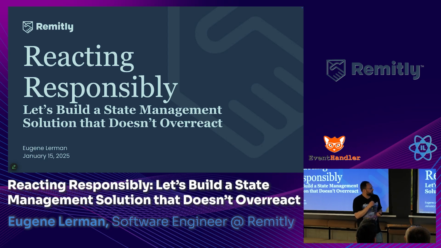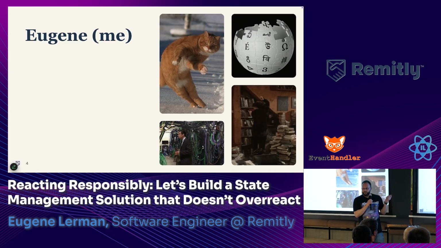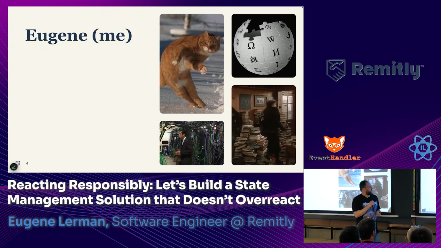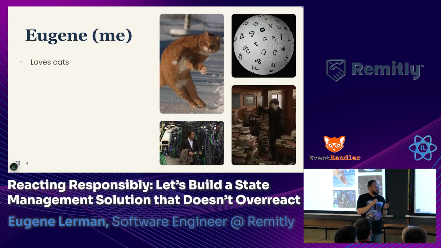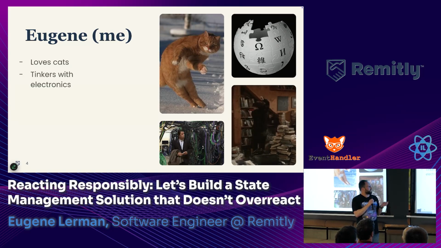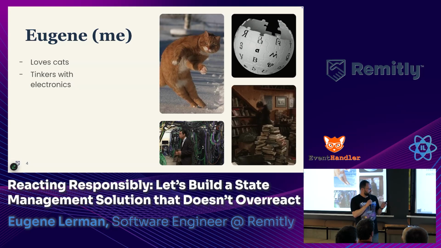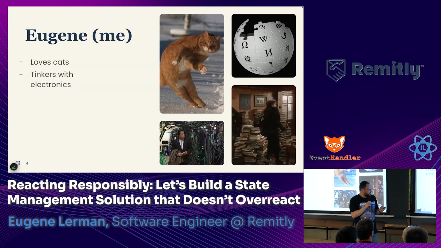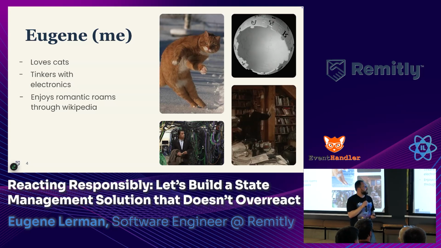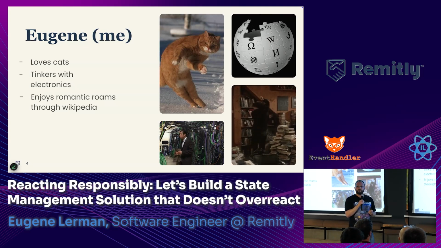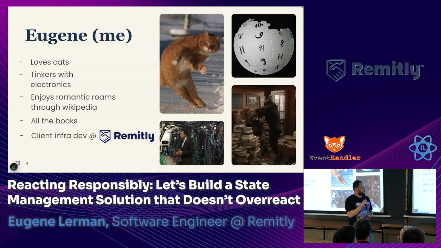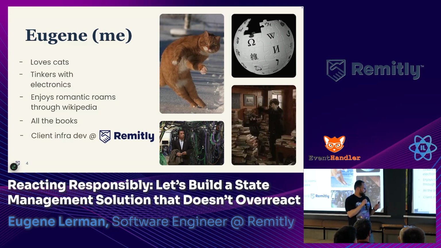So before we begin, I'm Eugene, or Yevgeny, or Zhenya. It's mandatory for me to tell you that I love cats. It's also important for me to tell you that I tinker with electronics, although I usually look like this guy right here when doing that. I'm also fond of romantic roams through Wikipedia, and I love all the books. Oh, and I'm also a developer in Remitly, an infrastructure developer. So that's about me.